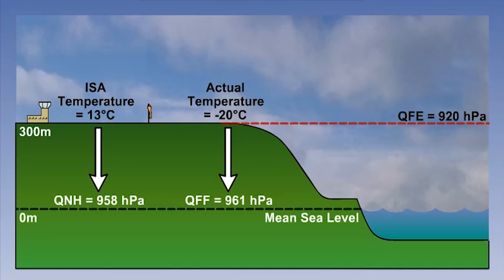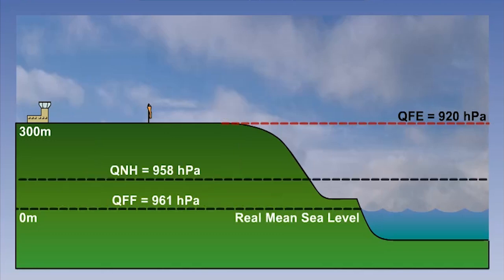We cannot have two different pressures at one location. Since QFF is the most accurate method, we will assume the real sea level pressure to be that of the QFF. Because the QNH value is not as high as QFF, it will be found just above the real sea level. If QNH is set on the altimeter, and the aircraft is at the real mean sea level pressure, the altimeter will read below zero.